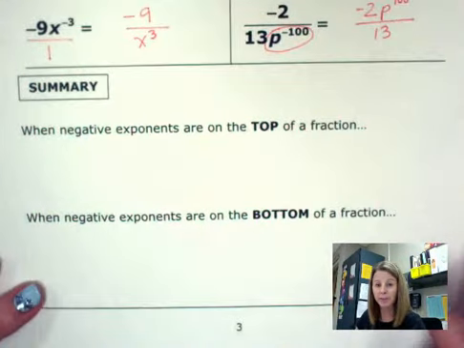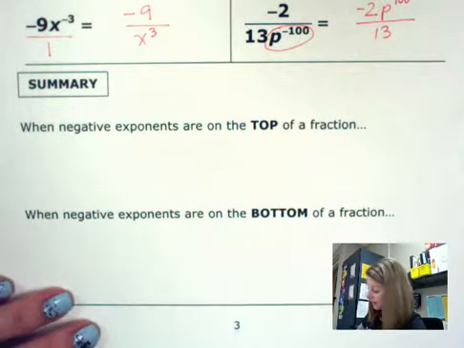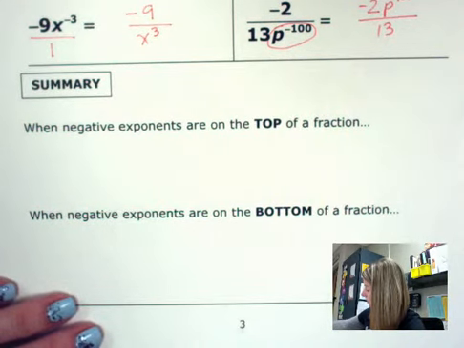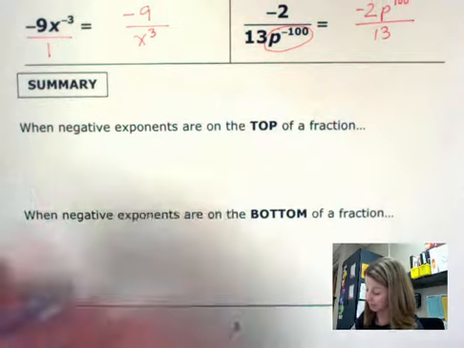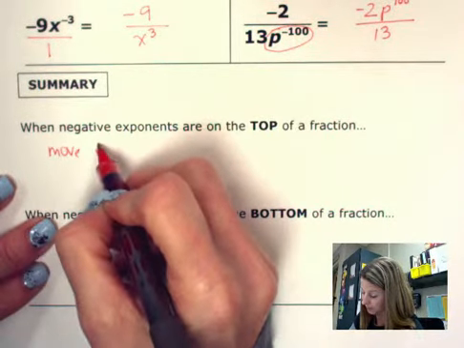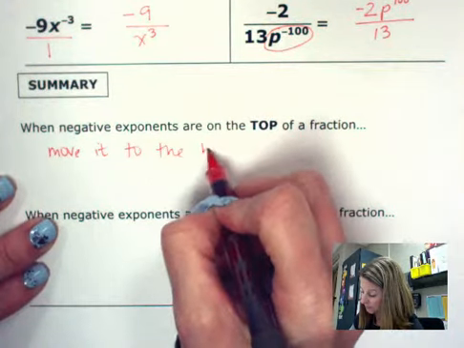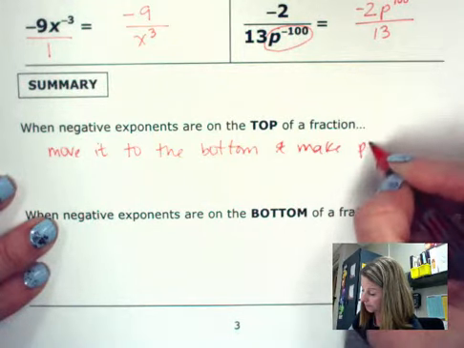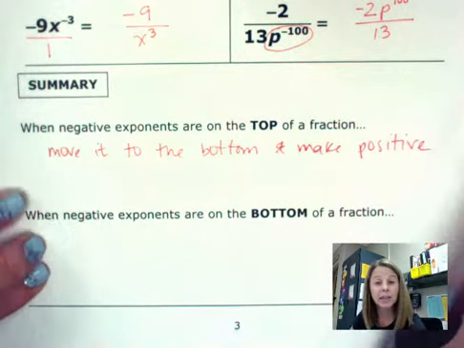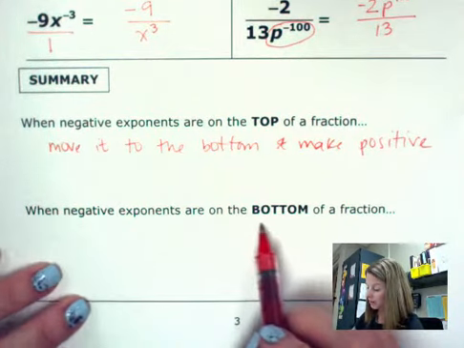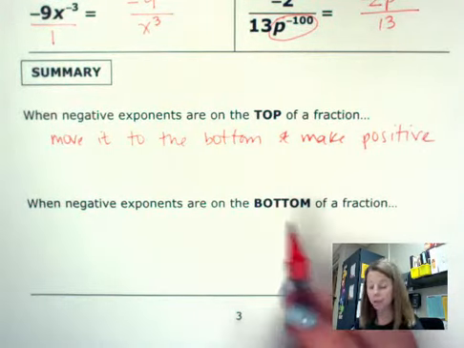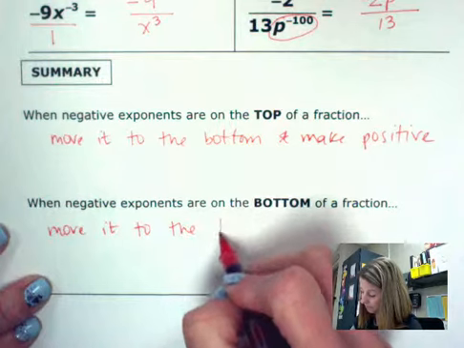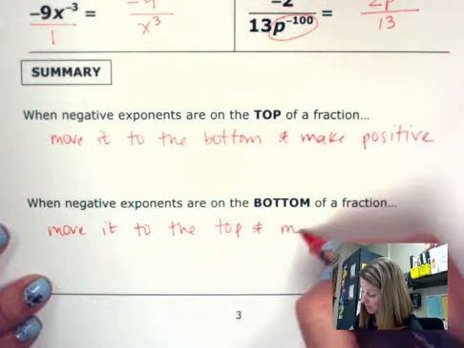Okay, so let me give you a quick summary here. When negative exponents are on the top of the fraction, you are going to move it to the bottom and make it positive. Cross the line and change the sign. When negative exponents are on the bottom of the fraction, you're going to move it to the top and make it positive.